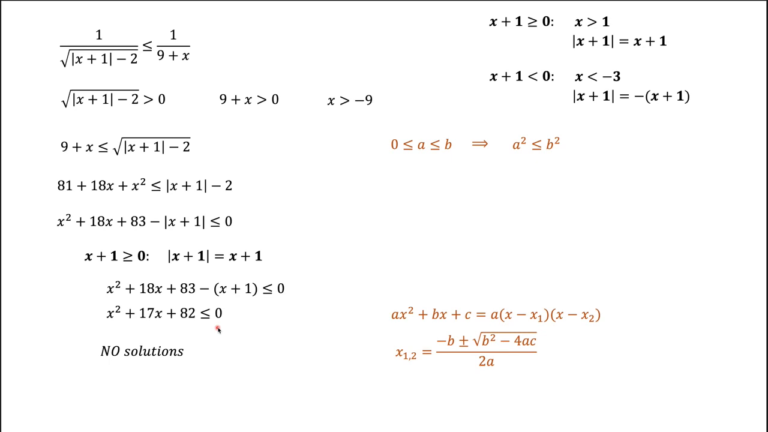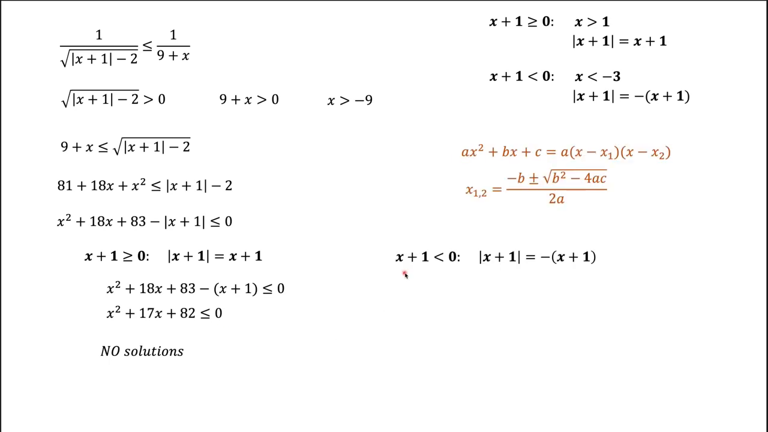Let's consider the other case, when x plus 1 is less than 0. In this case, we're going to replace the absolute value of x plus 1 with minus x plus 1. So we take minus x plus 1 and plug it right here. What we're going to get is an inequality of this type. And again, simplify that, we get another quadratic equation. So what we're going to do now, we're going to use this formula that we have here. And we find that this formula gives us this expression.